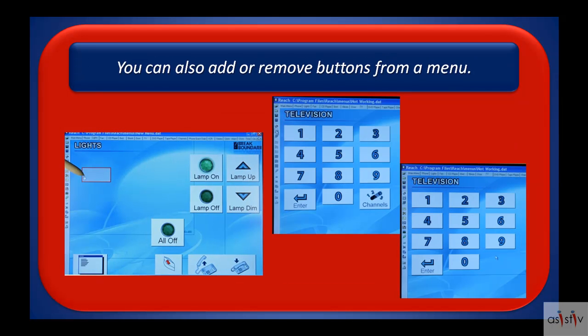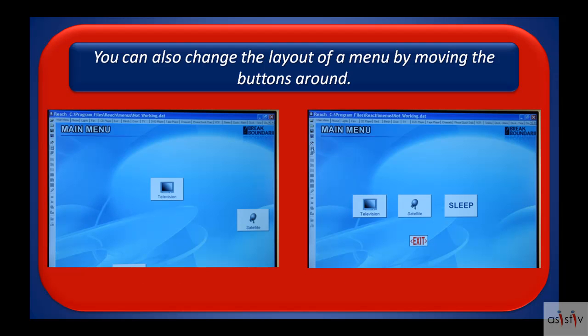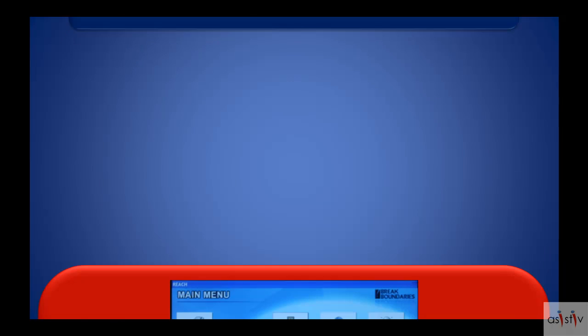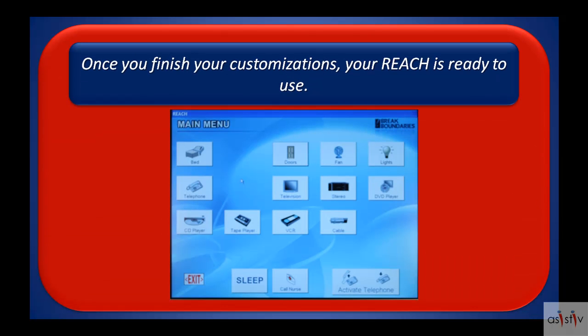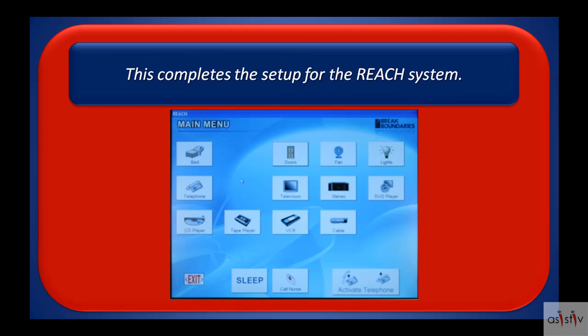You can also add or remove buttons from a menu. You can also change the layout of a menu by moving the buttons around. Once you finish your customizations, your Reach is ready to use. This completes the setup for the Reach system.